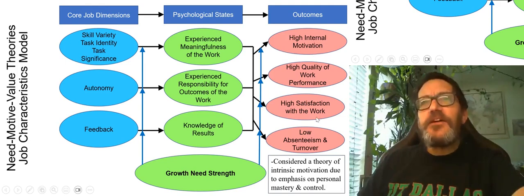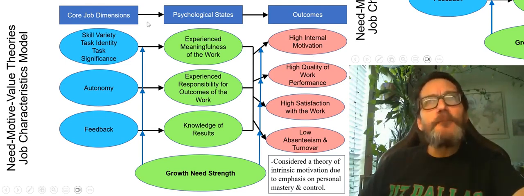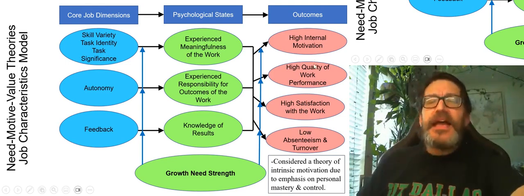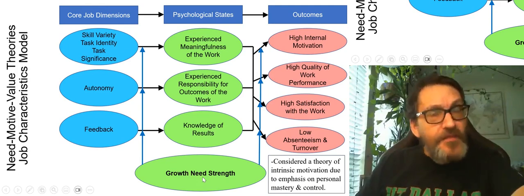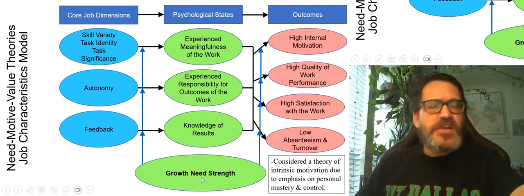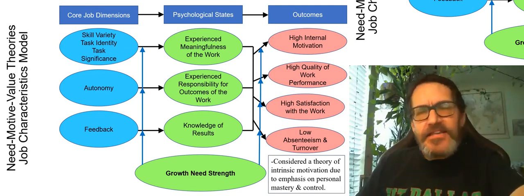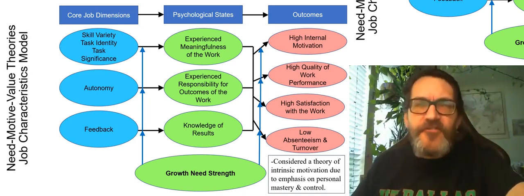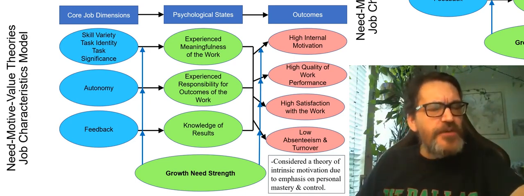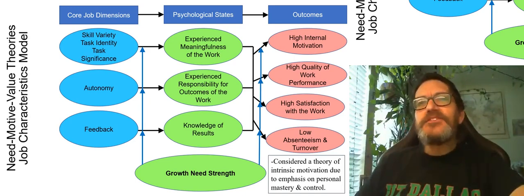Okay? So you can see here that this entire diagram is moderated by growth need strength. And that is another one of those highly connected to personality theory. So, say, for example, very similar to need for achievement that we talked about in the last video.